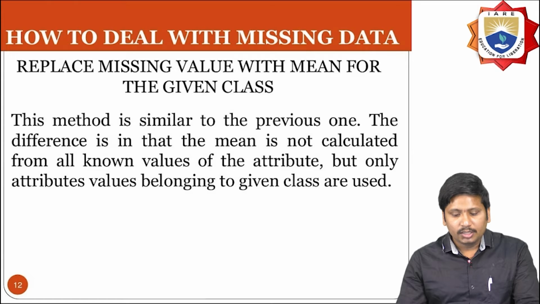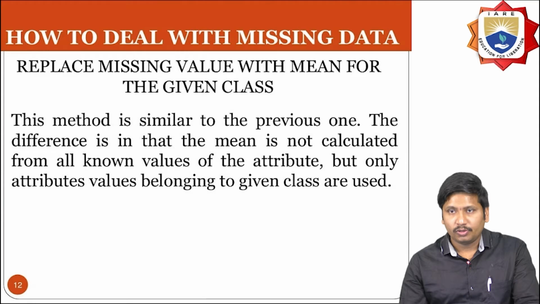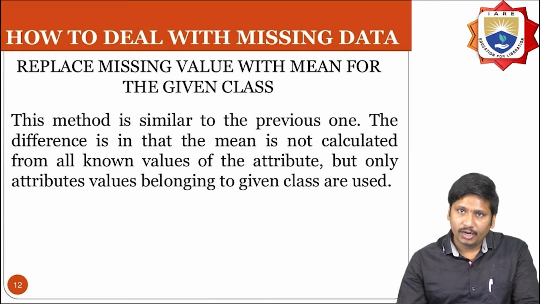And then another one is replacing the missing value with the mean for the given class. This method is almost similar to the previous one. The only difference is that the mean is not calculated from all the known values of the attribute, but only the attribute values belonging to the given class are used. So right, what is the method I told just now? Replacing the missing value with the mean for the given class, right?